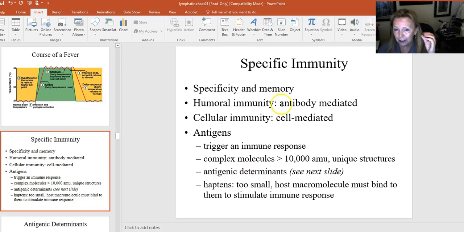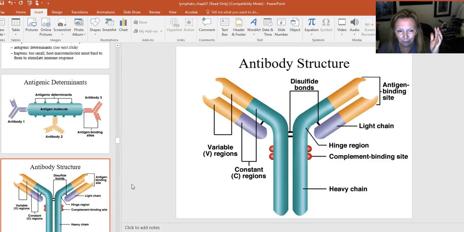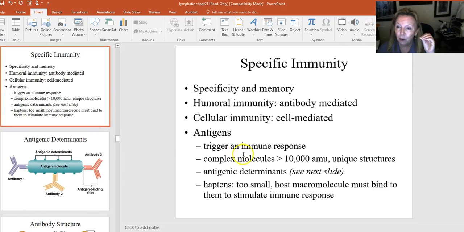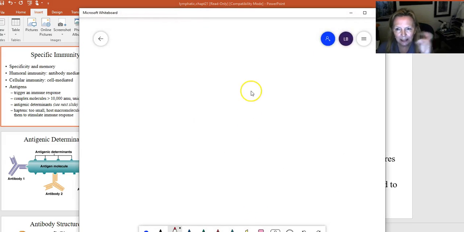So specific immunity is all important, and we've got lots of information to go through. But what I'd really like to do, and I hope you'll bear with me, is use a whiteboard here to introduce you to what specific immunity is really all about. I'm using my mouse to actually draw on this whiteboard, and I hope that it will make sense for you. So let's go ahead and get started.